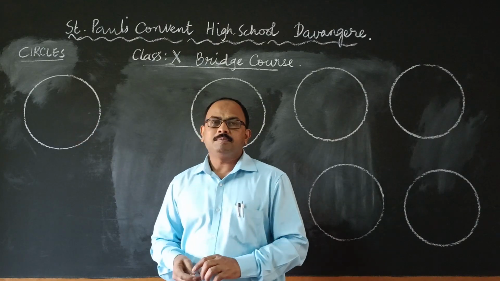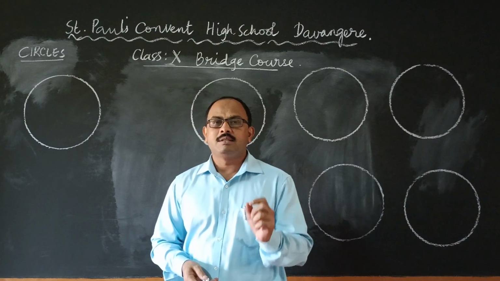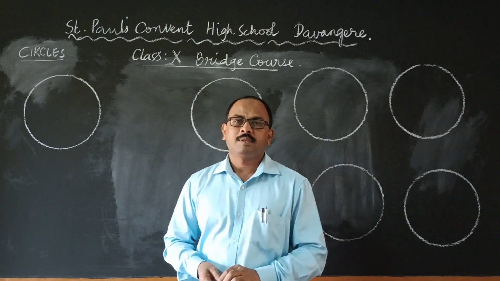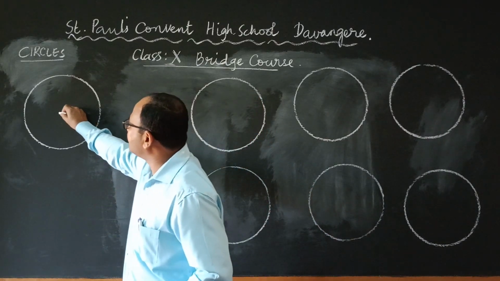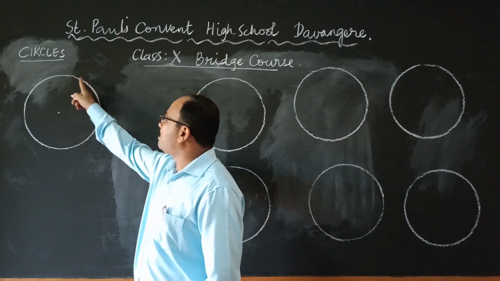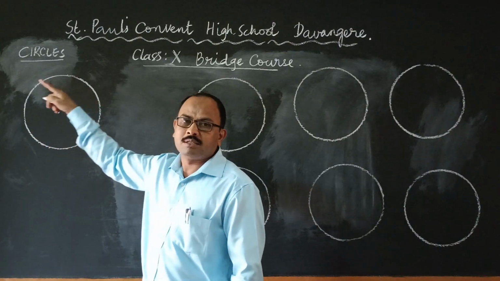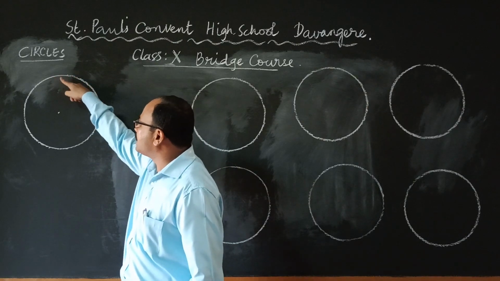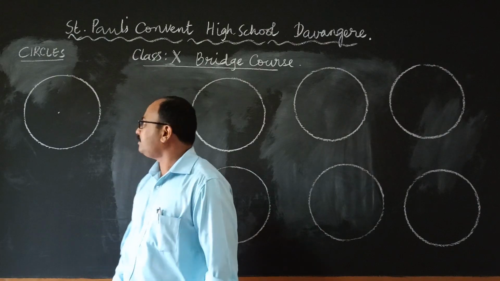The circle is a set of points which are all equidistant from a fixed point. We call this a circle. The fixed point is called the center of the circle. Innumerable points lie on this boundary, children, and these points are all equidistant from the center. This is the definition of the circle.